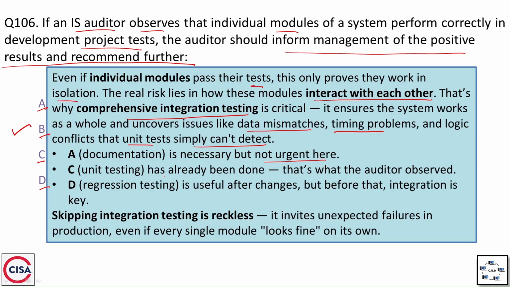Option C, unit testing has already been done. That's what the auditor observed. And option D, regression testing is useful after changes, but before that, integration testing is key. So skipping integration testing is reckless. It invites unexpected failures in production, even if every single module looks fine on its own.